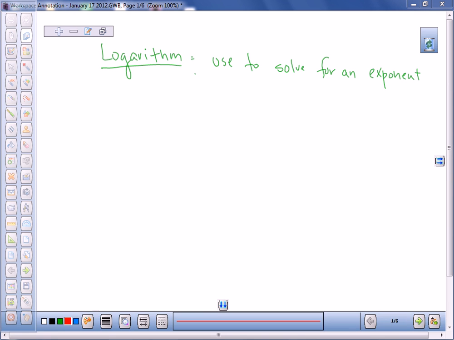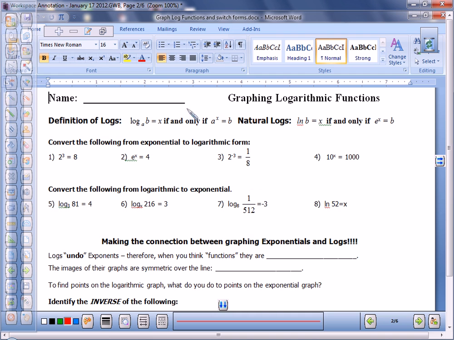Okay, so today what we're going to talk about is the logarithm. We're going to just stick with some basic stuff. We're going to learn how to switch forms between exponential form and logarithmic form, back and forth. And then we're going to graph logarithms. So that's what we're going to look at today. So hopefully by the time you leave, you can do all those things.